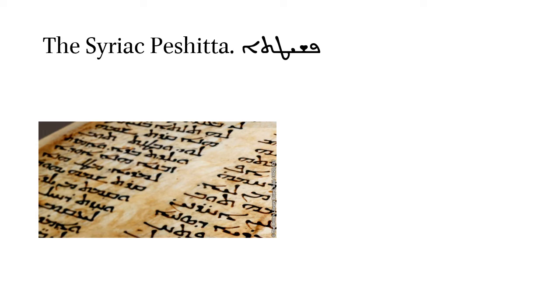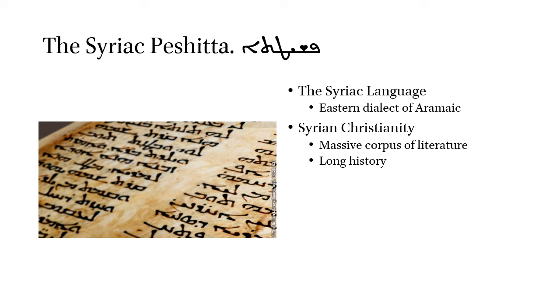The Syriac Peshitta. The Syriac language is an Eastern dialect of Aramaic. It comes out of, well, Syria and Mesopotamia, northern Mesopotamia and Syria. The Syriac language is a Christian language. Syriac in its origin, if you look at the very earliest inscriptions that survive, it's not always Christian, but eventually Syriac is a language for Christianity.